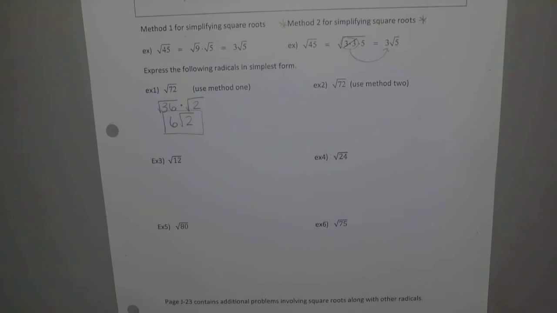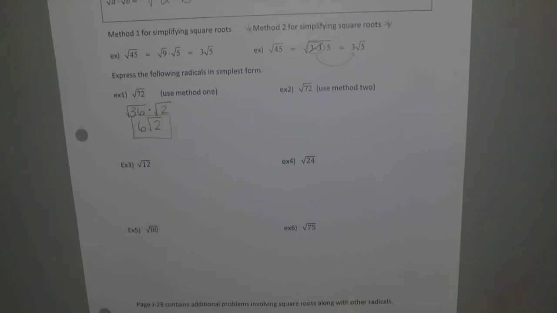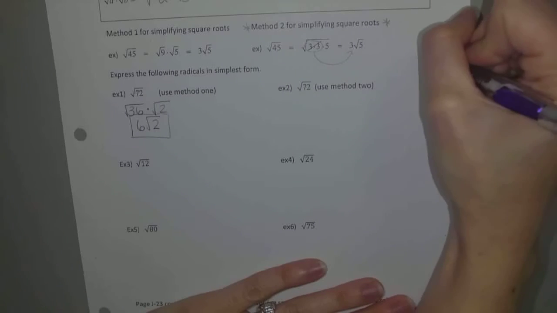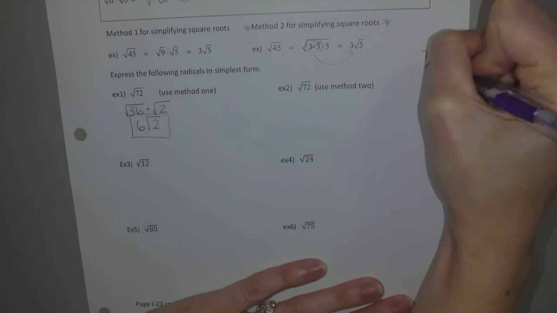Again, not horrible, but it forces you to know those perfect squares. 49, 81, whatever it may be. The second method is to break 72 down into primes. So I'm going old school. I'm going really elementary here. What we're going to do is a factor tree over here with 72.